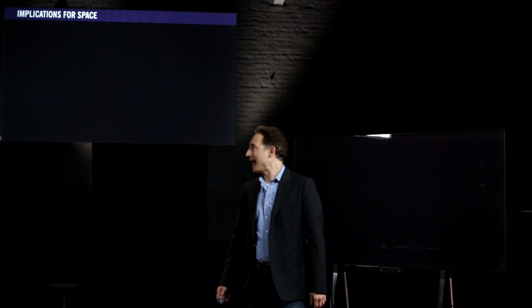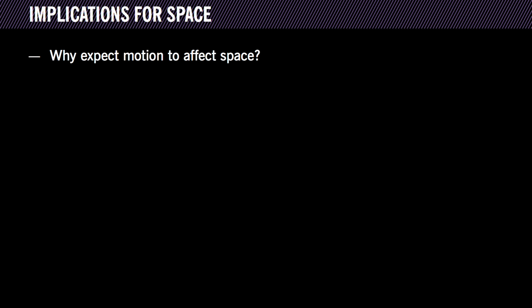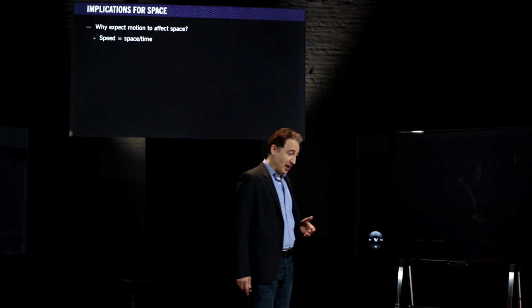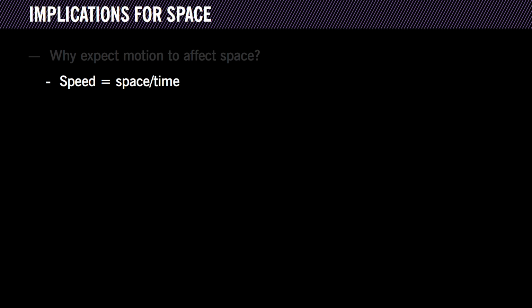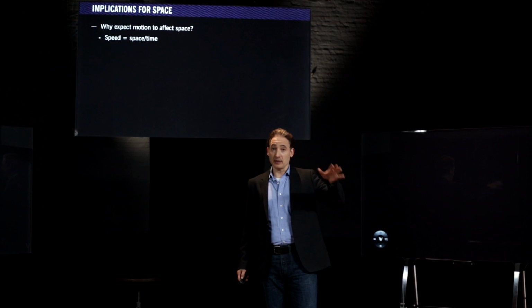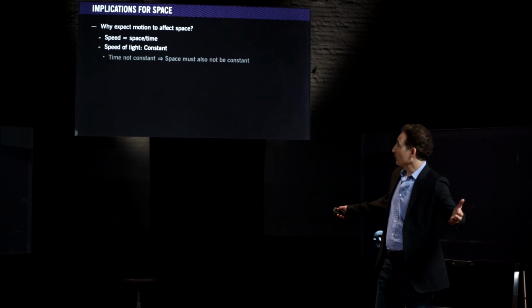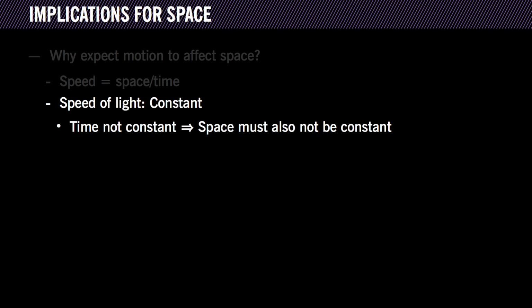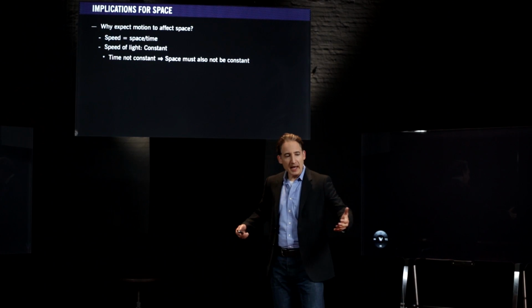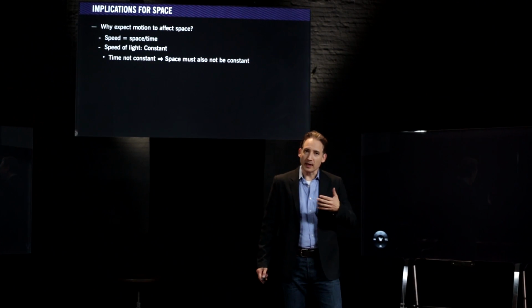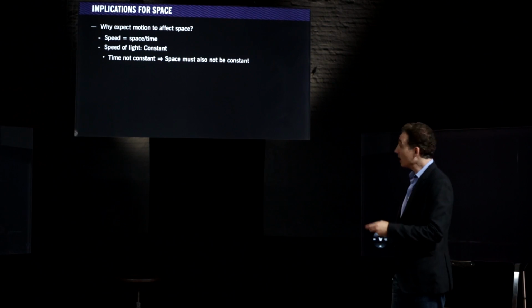So first is, why would we expect motion to affect space? Well, it's pretty straightforward, right? Because speed, as we emphasized, is distance divided by duration, which of course is space divided by time. So if we learn, as we have, that the speed of light is constant, well, we've also learned that time is not constant. So that means that space must in some way compensate for the non-constant aspects of time in order that their ratio stays the same, allowing the speed of light to be unchanged.